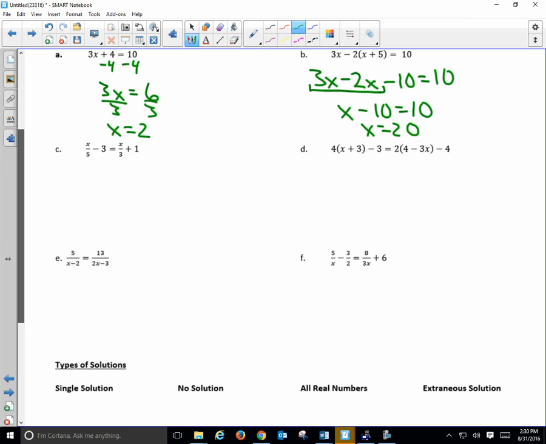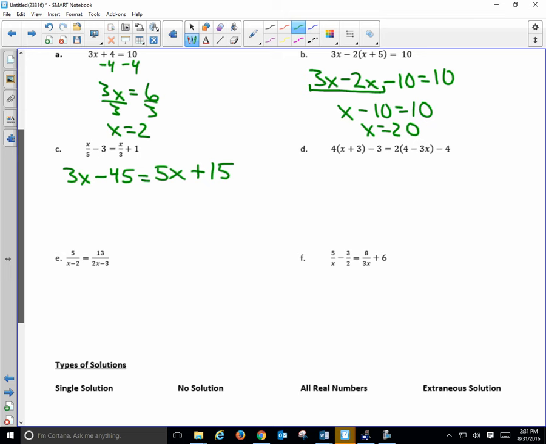So again, what is the common denominator between 5, 1, and 3? 15. So I'll multiply everything by 15. 15 divided by 5 times x is 3x. 15 times 3, 15 divided by 3 times x is 5x. And 15 times 1, 15. That way, all the fractions are gone.